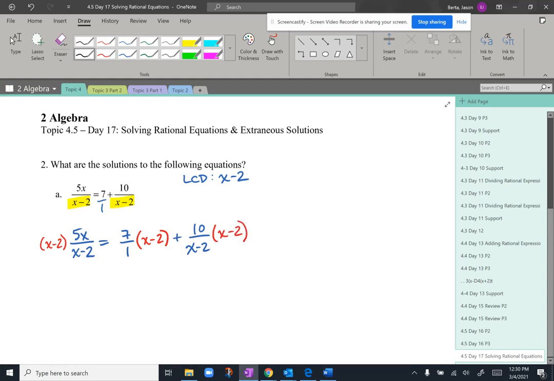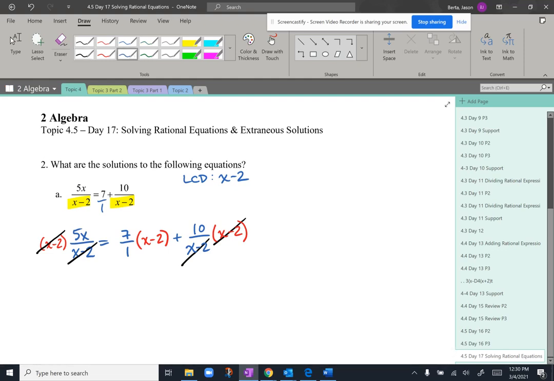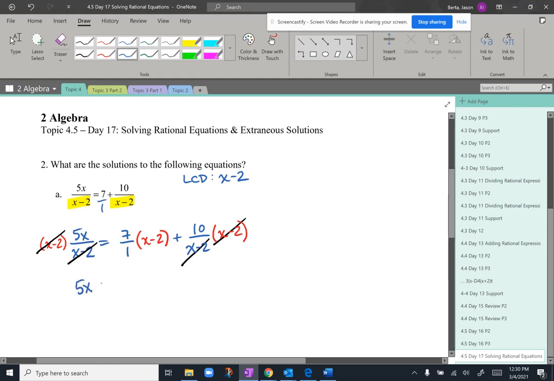The next step is to look for common factors that I can cancel out that appear in the numerator and the denominator. Here on the left side, I see I've got that x minus 2 factor in both, so I can cancel it. Nothing to do so far in the middle term there, and on the right side, I can do the same thing, cancel out that x minus 2 from the numerator and the denominator. What am I left with? 5x on the left side equals 7 times x minus 2. The only thing in the denominator that's left is a 1, I can just cancel that out. I can ignore it. And then I've got a 10 that's left over from the third term.